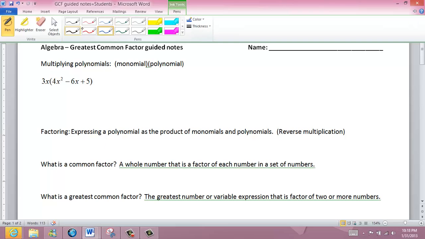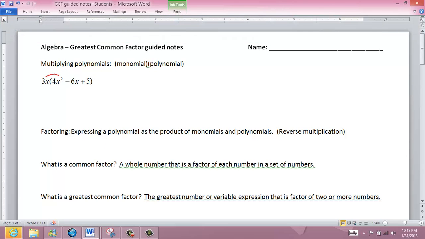Let's take a look at the first example here. If I take the term 3x and multiply it by the trinomial 4x squared minus 6x plus 5, all I'm really doing is completing the distributive property and getting 3x times 4x squared to be 12x to the third. 3x times negative 6x is minus 18x squared. And 3x times 5 is 15x.